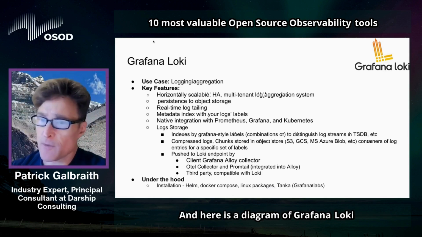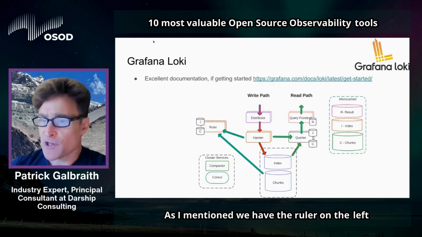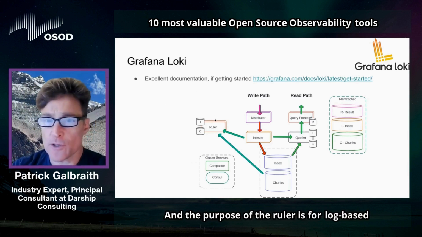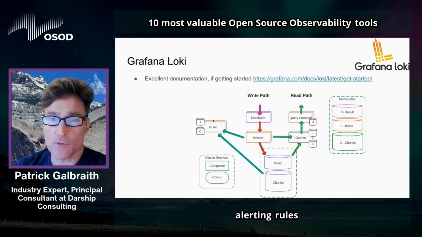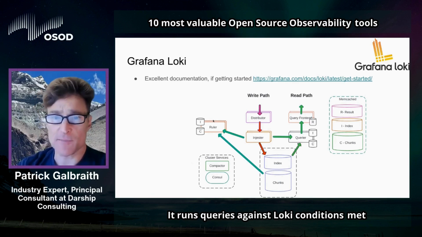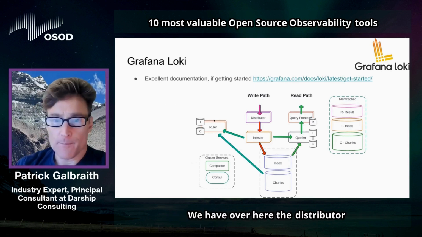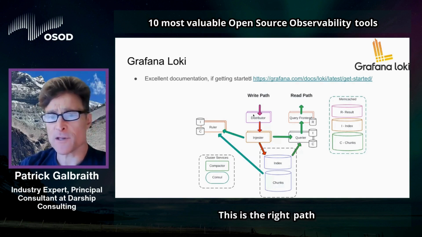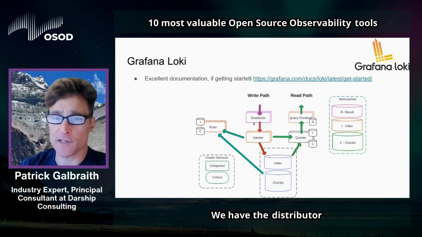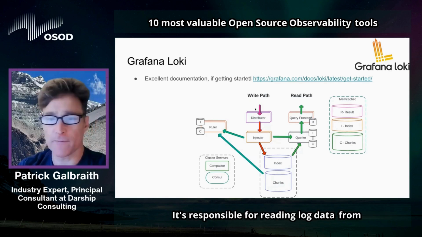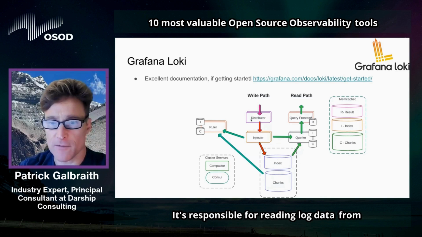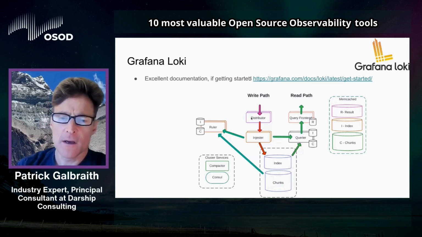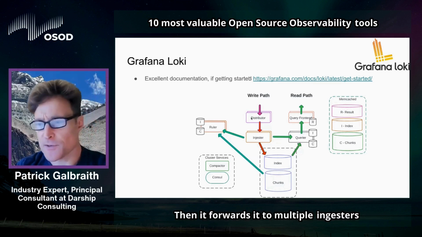And here is a diagram of Grafana Loki. As I mentioned, we have the ruler on the left here, and the purpose of the ruler is for log-based alerting rules. It runs queries against Loki, conditions met, and trigger alerts. We have over here the distributor. The distributor, this component, this is the write path. It's responsible for reading log data from clients or agents such as Prometheus and validates the log data. Then it forwards it to multiple ingesters.